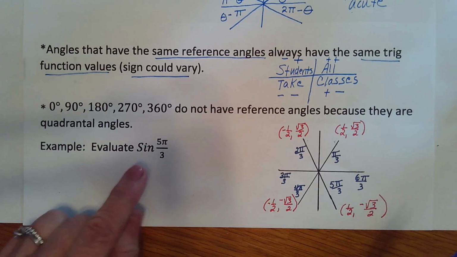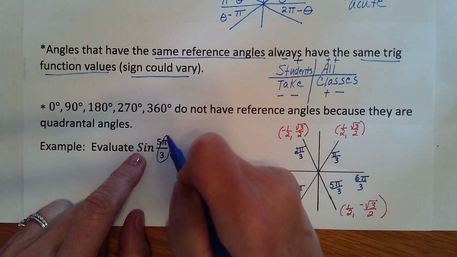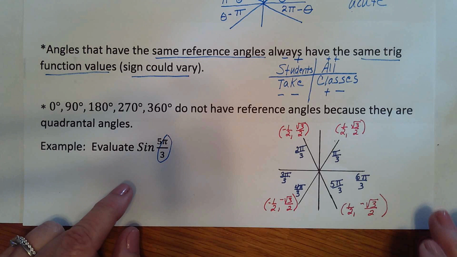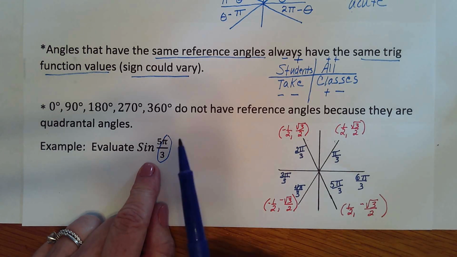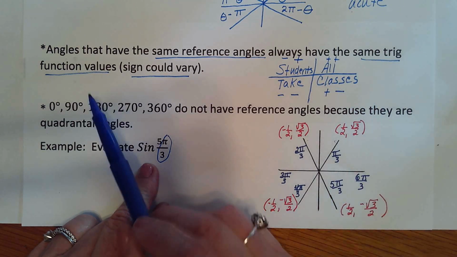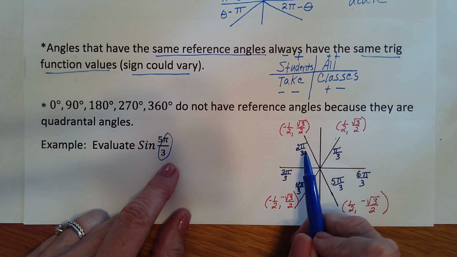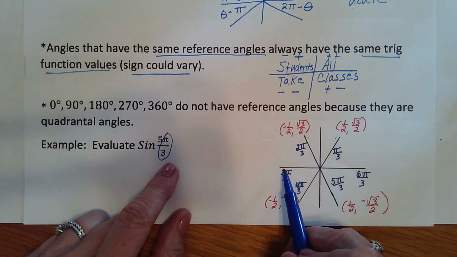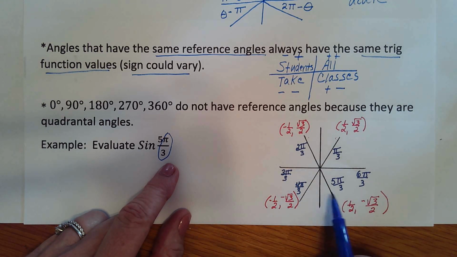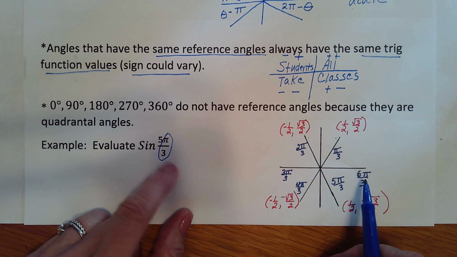Now let's evaluate sine 5 pi over 3. I can easily see that pi over 3 is the reference angle. Remember the statement above where it says that angles that have the same reference angles always have the same trig values. Signs can vary. So I have pi over 3, 2 pi over 3, 3 pi over 3, a quadrantal, 4 pi over 3, 5 pi over 3, and 6 pi over 3. It's what I call my pi over 3 family.